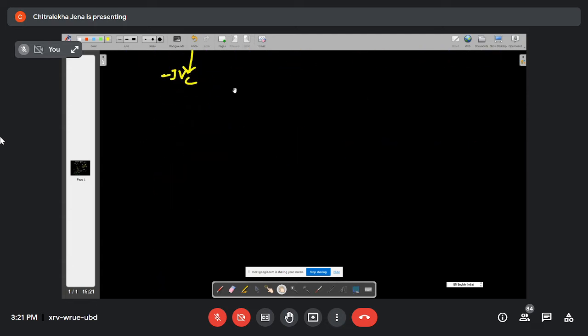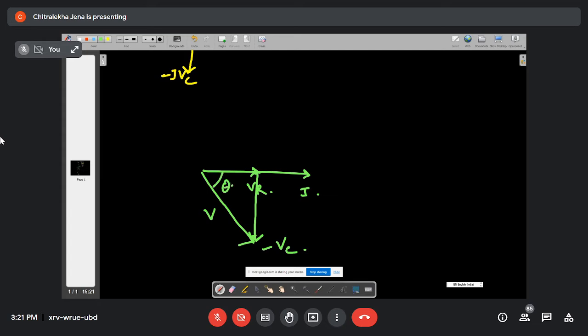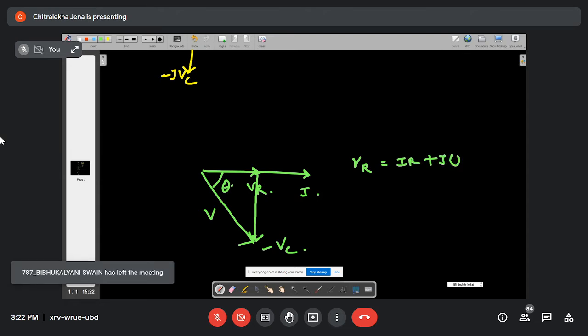So now here what I have done, I have one phasor in this direction. This one is your VR. This one is your minus VC. So this is your capital V. This angle is your theta. This is clear to all of you? So VR, how can I write this? As IR plus J0. This is clear. Step by step I'm asking. Is it clear to all of you?